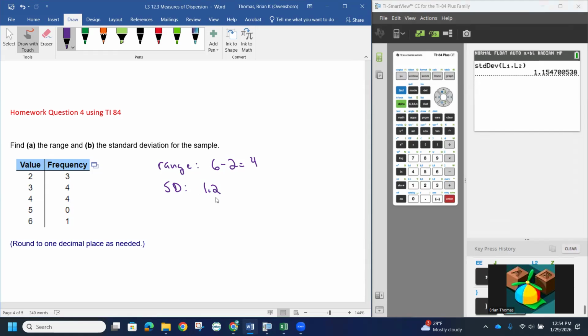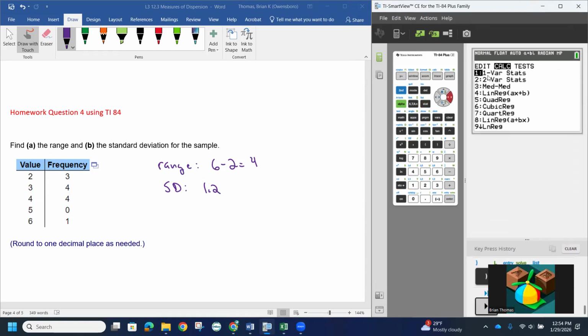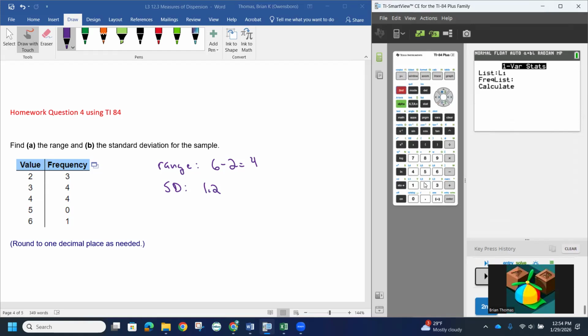Now, another way to do standard deviation is you can go to Stat. Instead of List, you can go to Stat, slide over to Calc, 1-Var Stats. It's already highlighted. Hit enter. L1, but notice how this time we need a frequency list. So we need to add an L2 to that. So second L2, and then drop down to Calculate, hit enter.